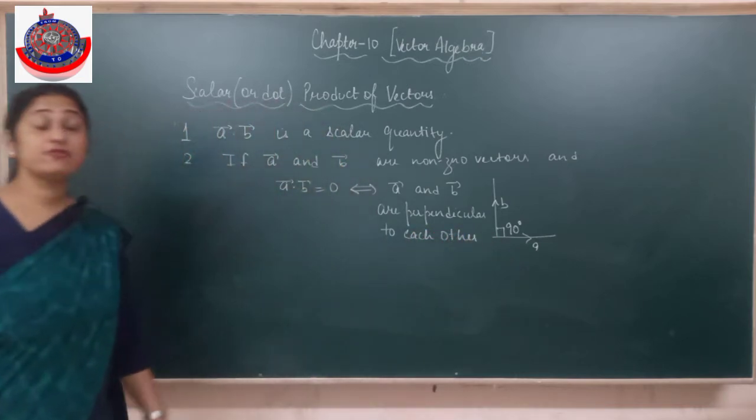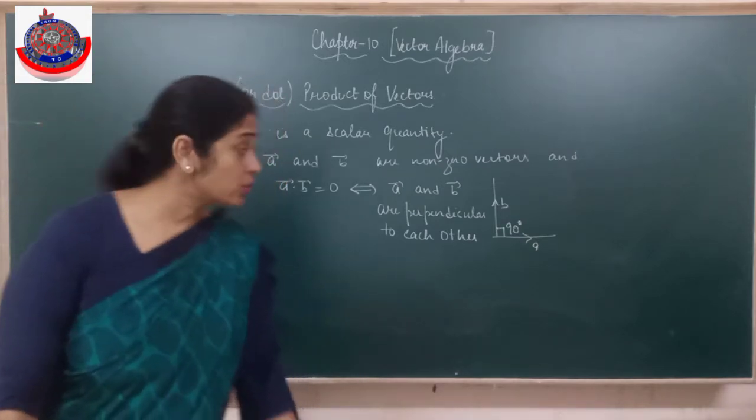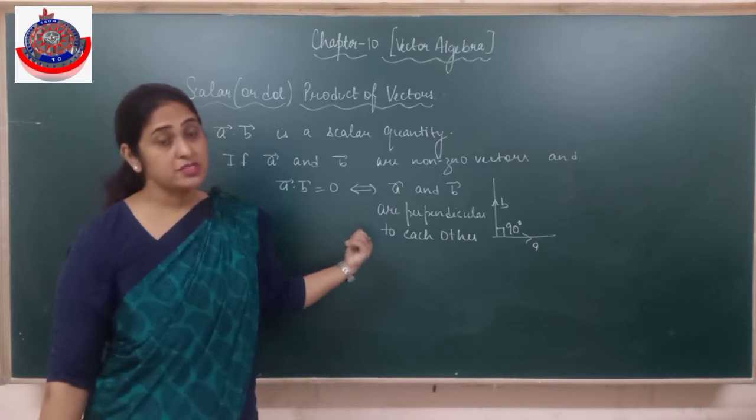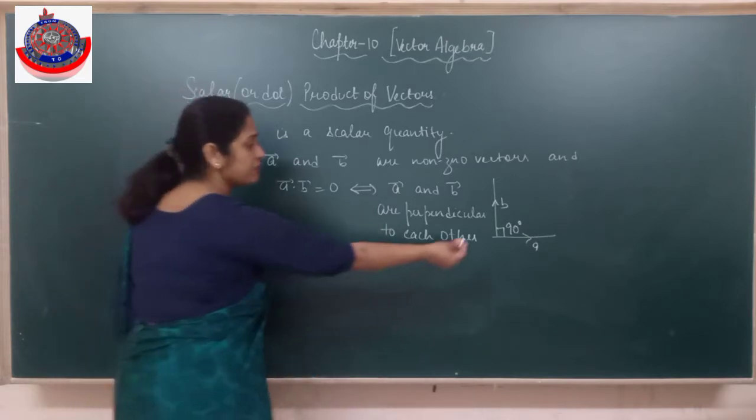Is this clear? If the dot product is 0, the vectors are perpendicular, and vice versa. If the vectors are perpendicular, then the dot product is going to be 0. Very, very important result.